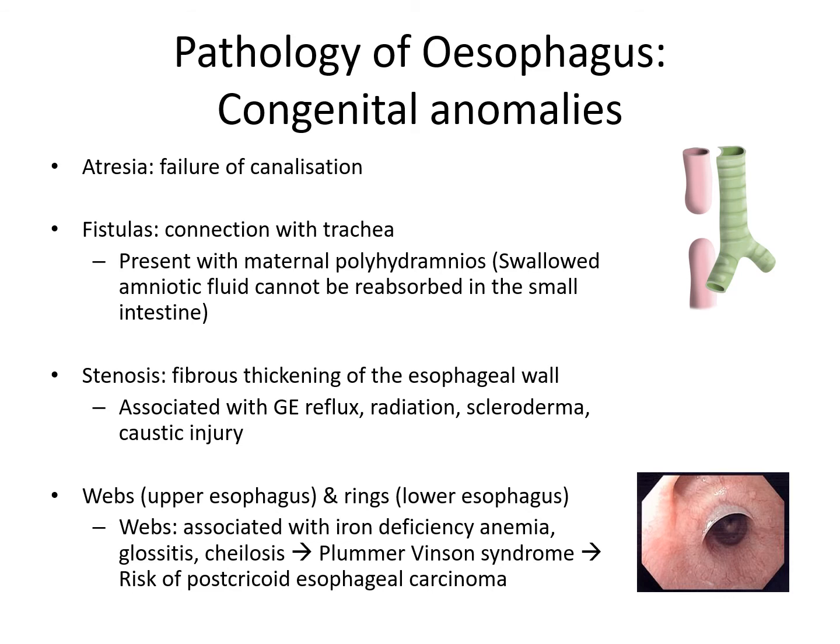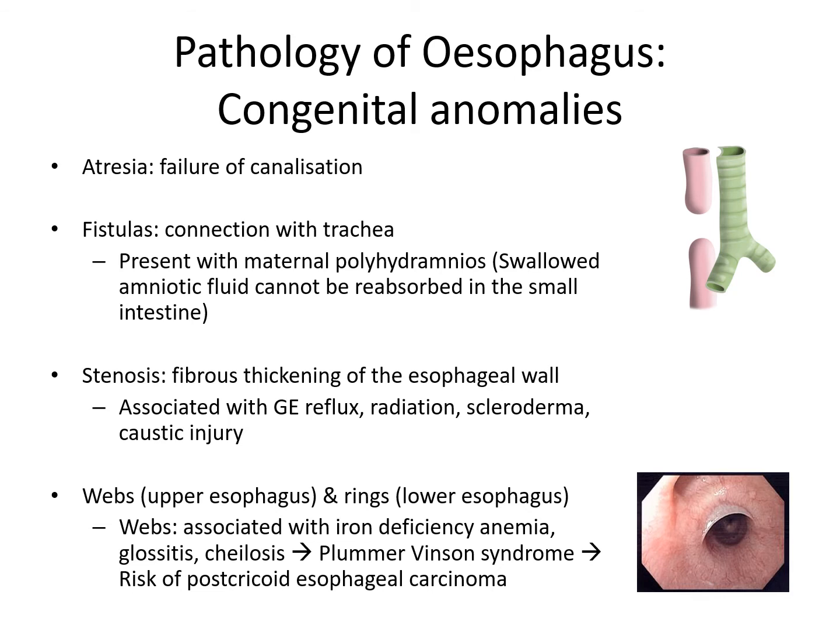Atresia is failure of canalization of the esophagus, and fistula is where the esophagus has connection with the trachea. Both atresia and fistula can present with polyhydramnios. Atresia because the infant cannot swallow the amniotic fluid, and fistulas because the swallowed amniotic fluid cannot be reabsorbed in the small intestine. Stenosis can be congenital or acquired.